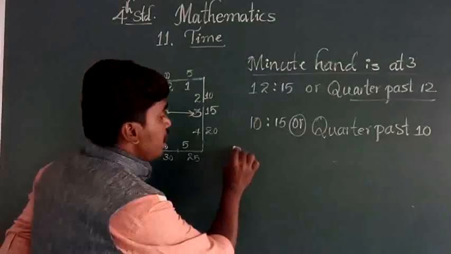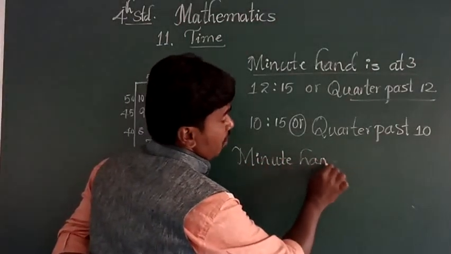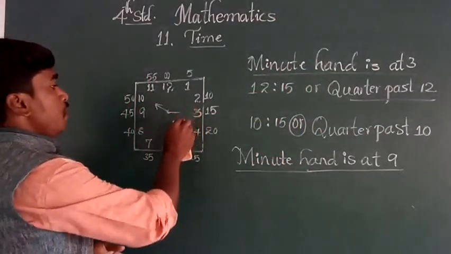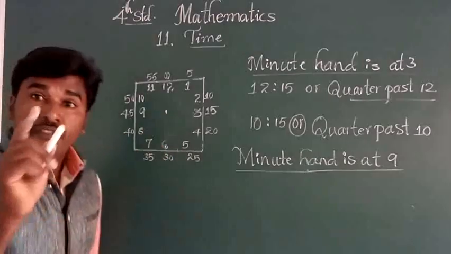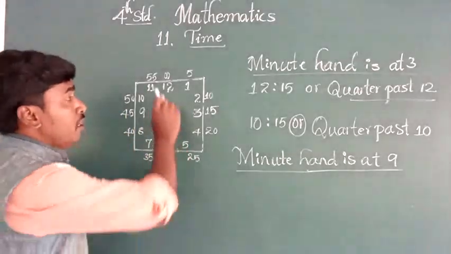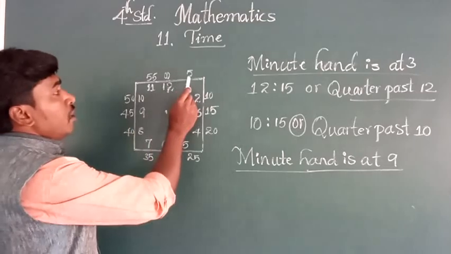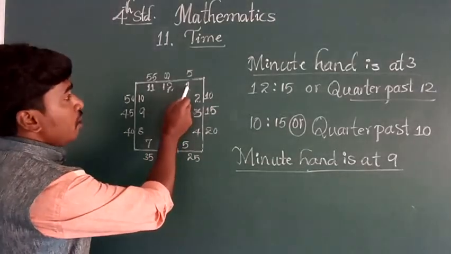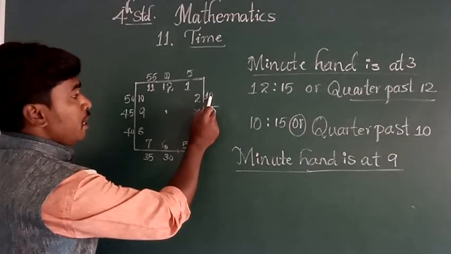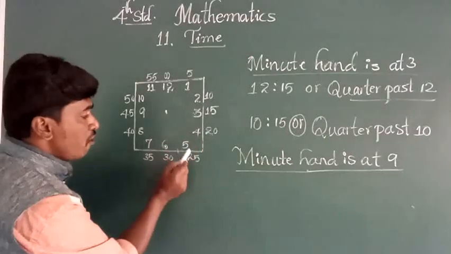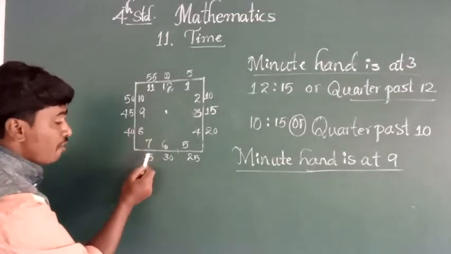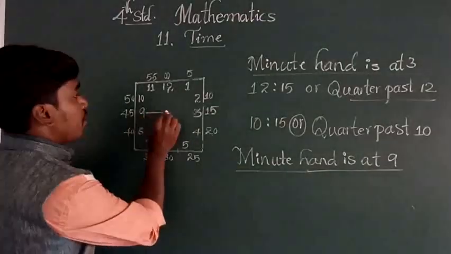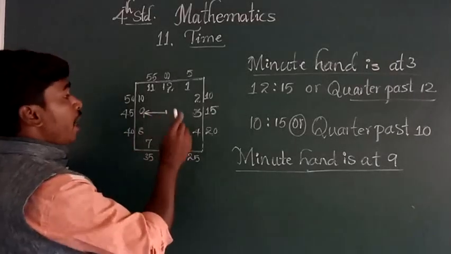Next, the minute hand is at 9. When the minute hand is at 9, how to read the time? Dear children, observe here. When the minute hand is at 9, it is understood the minutes from 12 to 9. The total number of minutes in 1 hour is 60 minutes. So if the minute hand is at 1, it is 5 minutes. At 2, 10 minutes. At 3, 15 minutes. At 4, 20 minutes. At 5, 25 minutes. At 6, 30 minutes. At 7, 35 minutes. At 8, 40 minutes. And at 9, 45 minutes. So the minute hand is at 9, and the hour hand is in between 2 and 3.